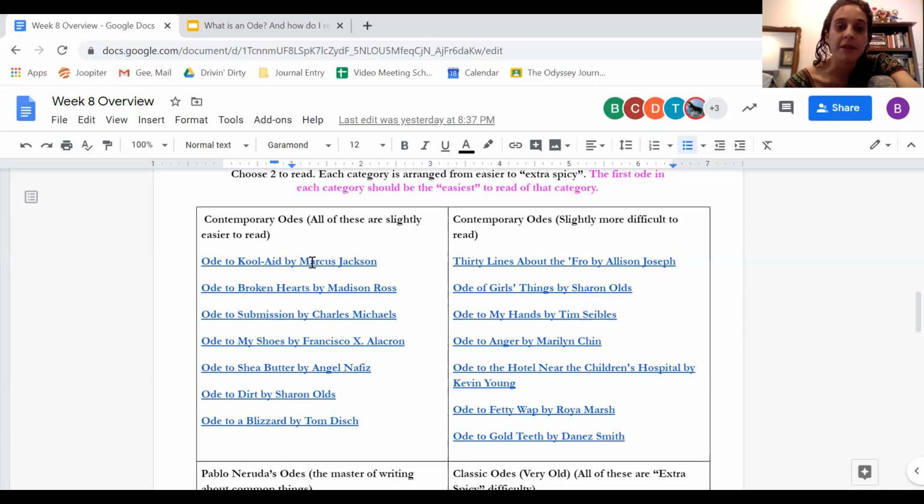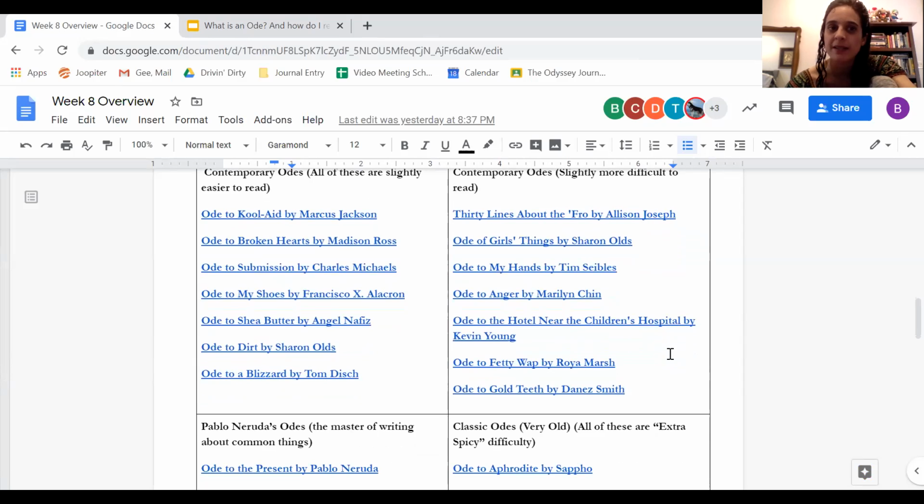So these are contemporary odes, so modern day, more recent ones, and these are pretty easy to read. Not very easy to read, but they're the easier ones of the ones that we have. So choose a topic and go for it. These are also contemporary odes, but they are a little bit harder to read because they're a little more abstract, or the structure is a little more back and forth. But there are some really interesting and cool topics in both of them.